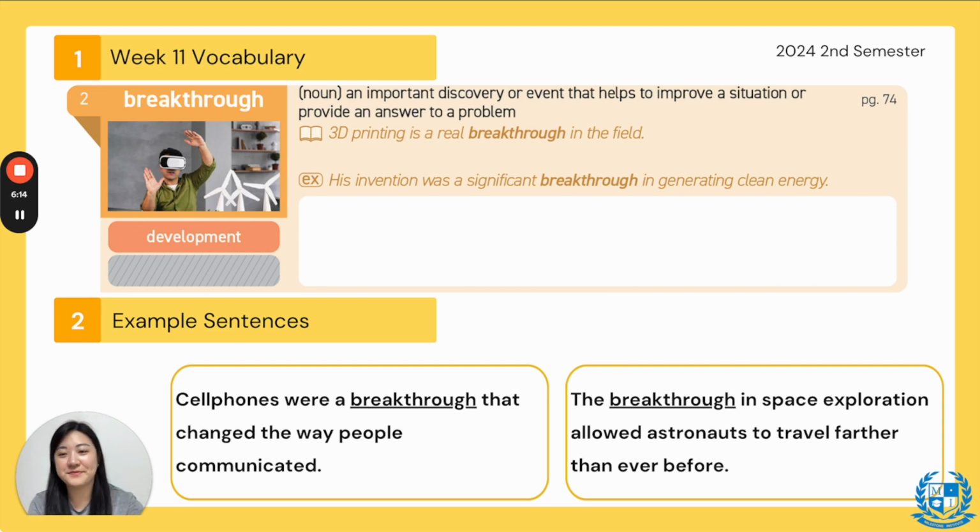Let's look down here. It says cell phones were a breakthrough that changed the way people communicated. Yes, a long time ago, believe it or not, we didn't have cell phones, when I was younger at least. And then all of a sudden there was a breakthrough of cell phones and we were able to communicate, call, and text each other. Next sentence, it says, the breakthrough in space exploration allowed astronauts to travel farther than ever before. So now it's not just we were going to the moon, but now we can go even further. Wow. Breakthrough. So many good discoveries.